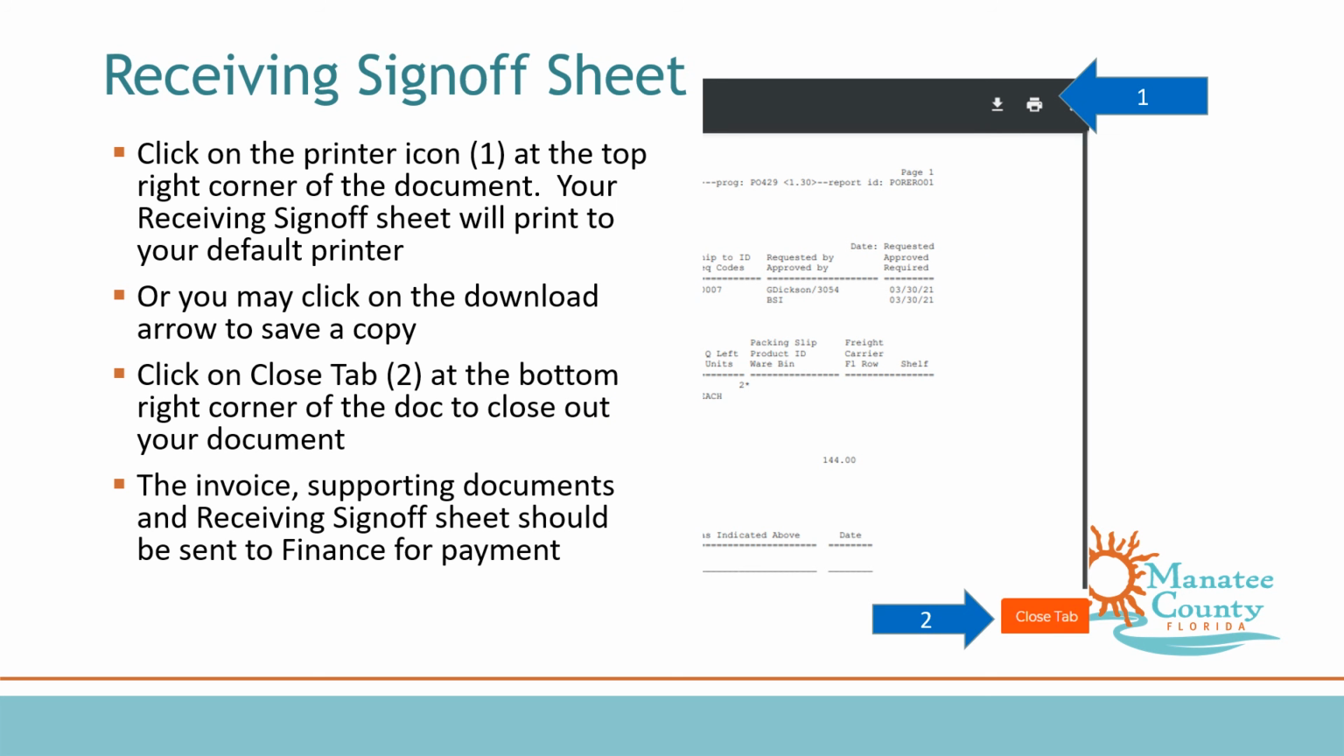Click on the printer icon at the top right corner of the document. Your receiving sign-off sheet will print to your default printer, or you may click on the download arrow to save a copy. Click on the Close tab at the bottom right corner of the doc to close out your document. The invoice, supporting documents, and receiving sign-off sheet should be sent to Finance for payment.